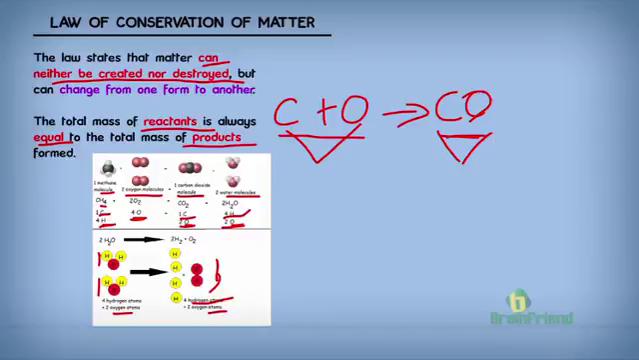So the law of conservation of matter is telling us that matter cannot be created. If it was created, then we would have had additional elements, right? It cannot also be destroyed. If it was destroyed, we would have seen maybe fewer of these atoms in this equation.